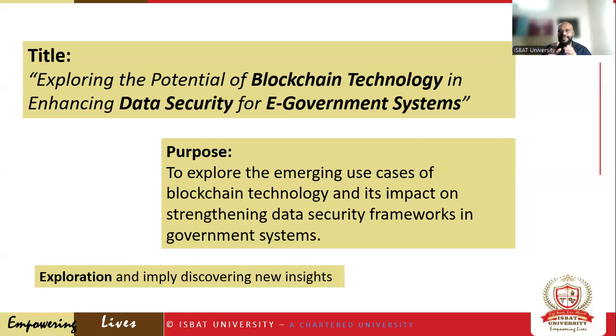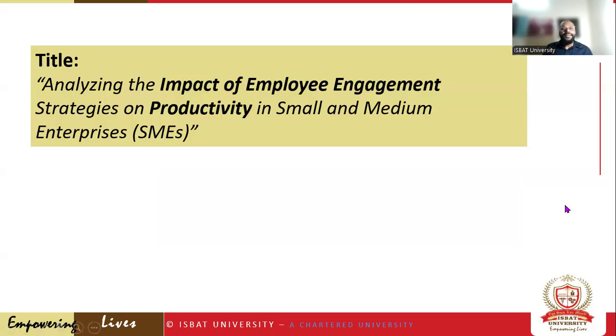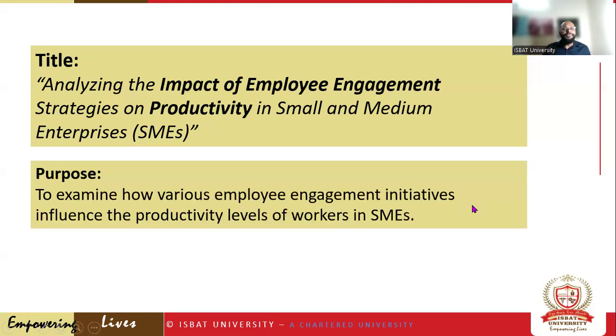So I told you, when you look at your title, when you're going to do your work, you ask yourself, am I going to explore? So this is one method to set your objectives. Now, you look at this one: analyzing the impact of employee engagement strategies on productivity in small and medium enterprises. If you look at this one, we can know that here what the researcher is going to do is going to explore, but there is a difference. It's not like the first time. Here he is going to examine. It's not exploration. He's going to examine how various employee engagement activities are going to influence the productivity.